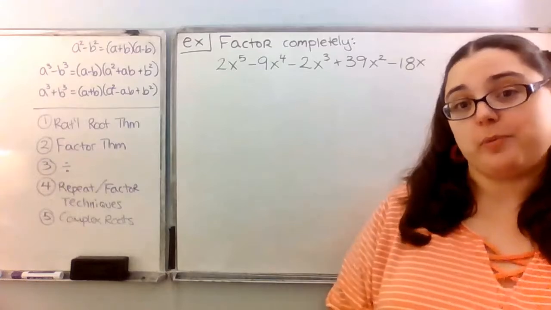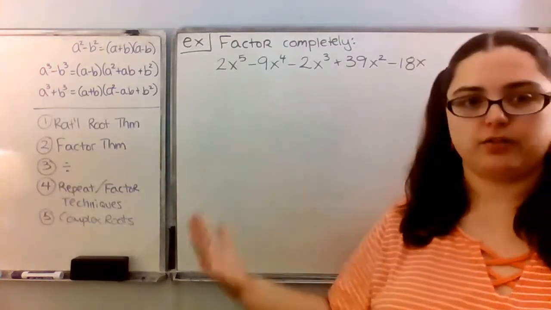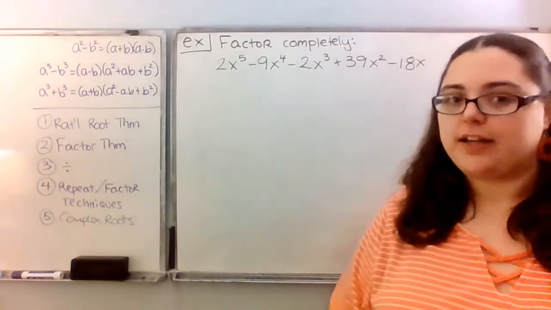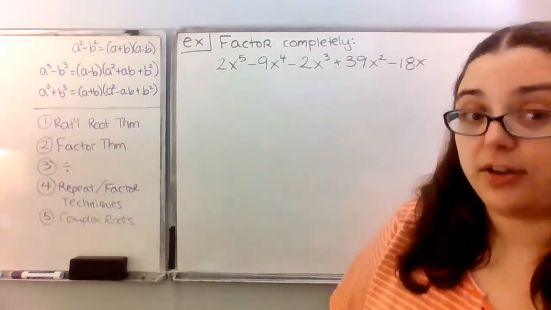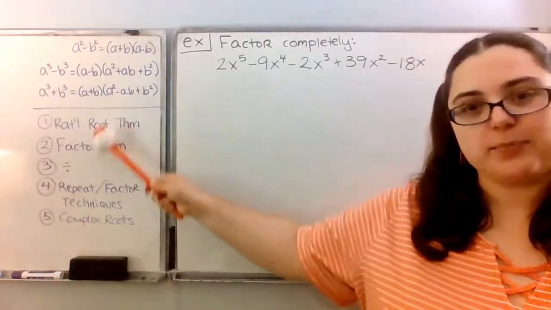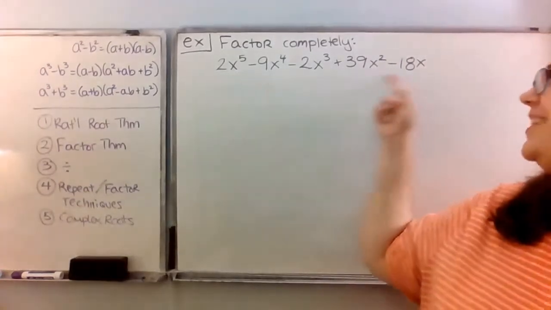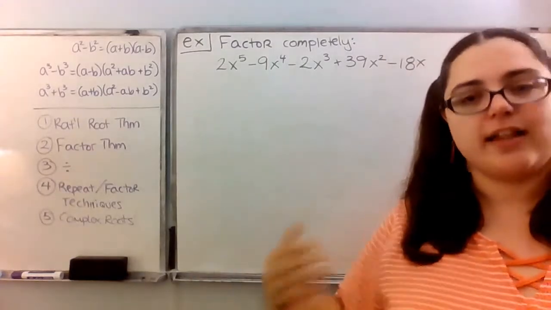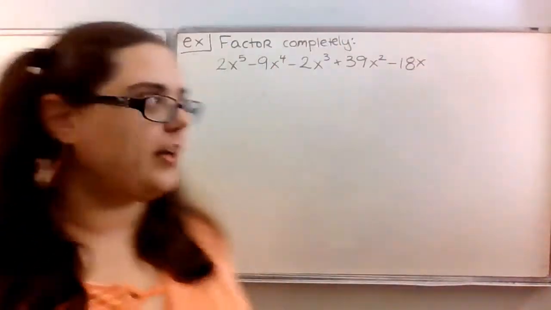For this example, we've been asked to factor this degree 5 polynomial. I've written it out in standard form just to help us as we go along. Now, before I apply these steps over here, I notice that each of these terms has an x in it. So I'm going to begin by factoring out an x, and then I'll apply the rational root theorem. So let's take out an x.